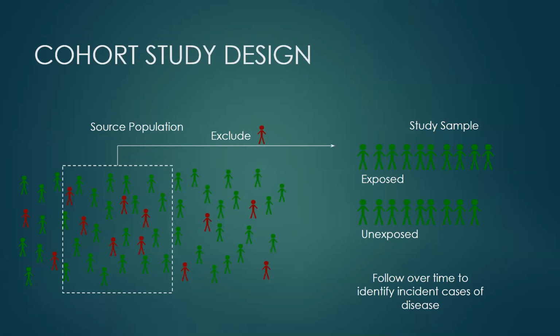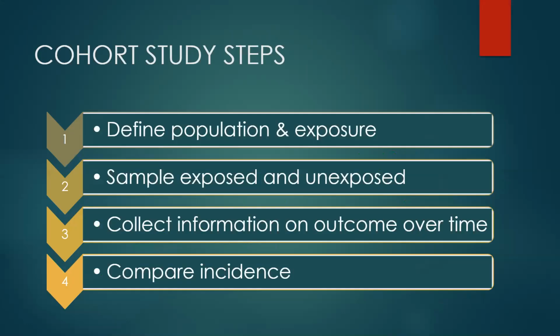But this time, we are going to exclude people who already have disease. So we're starting with all people from the population who don't have the outcome we're interested in. And we sample a group of people who have been exposed to whatever we're interested in, another group who has not been exposed. We follow them both up over time, and we're looking at incidence here. So this is one benefit over a cross-sectional study. Cohort studies are over time, and so we can look at incidence.